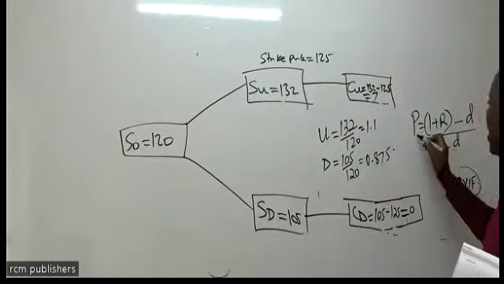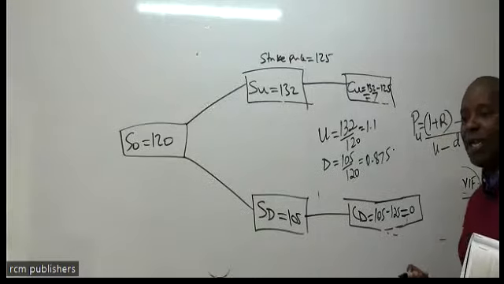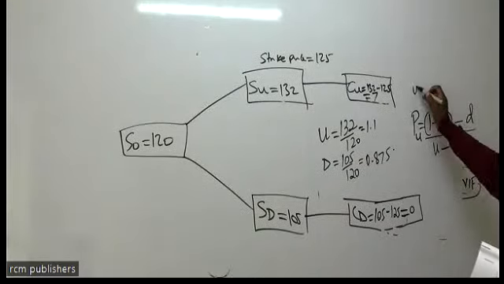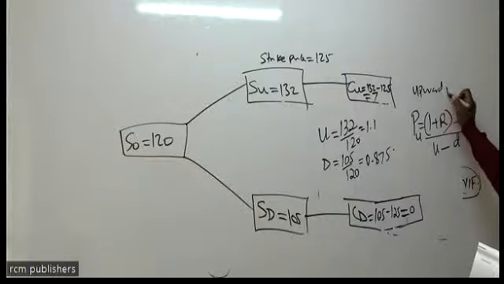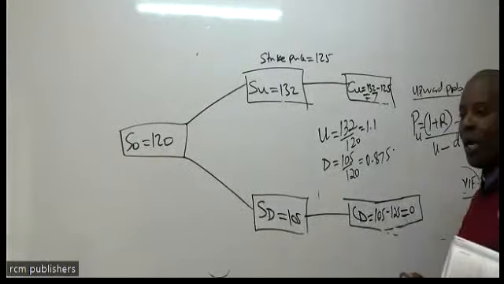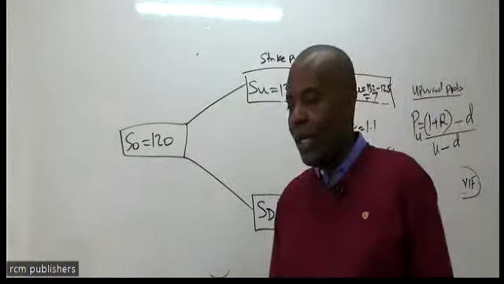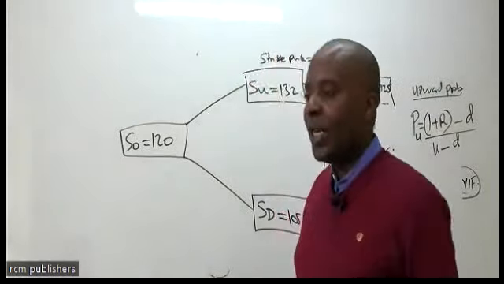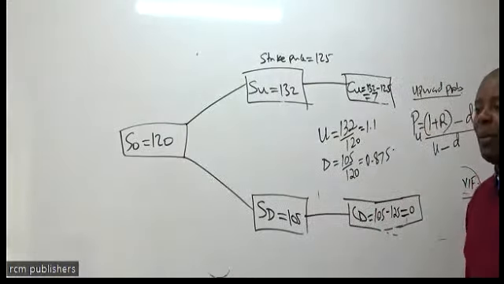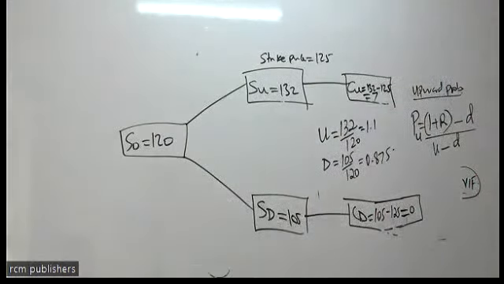So then could you kindly give me the PU? I forgot something here. This is supposed to be PU, the upward probability. Actually, the title here should be upward probability. So let me see whether there will be anybody able to get this upward probability.